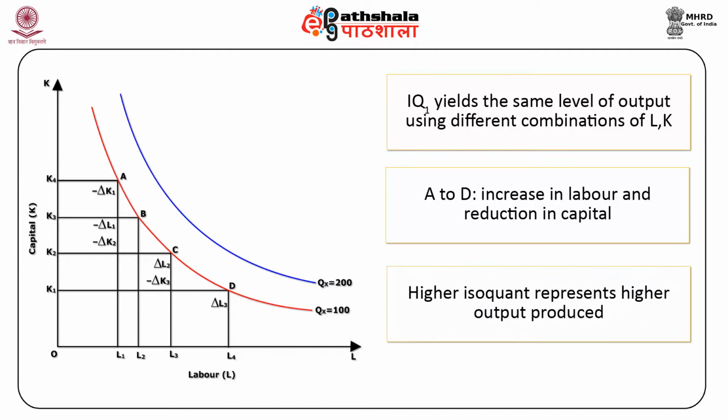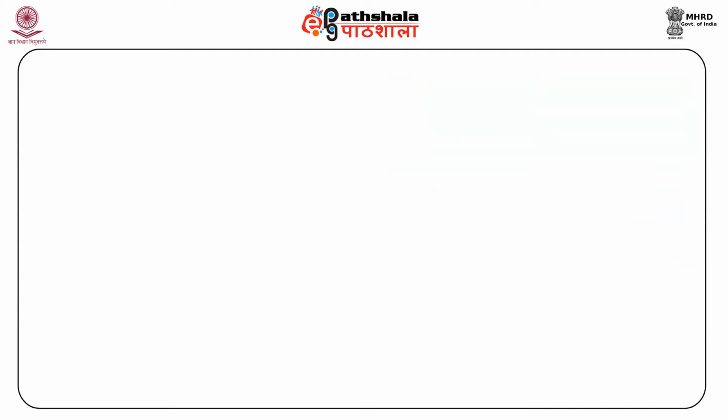A higher isoquant represents higher output produced using more of both labor and capital combinations, as represented by IQ2 in the diagram, which is yielding 200 units of X.